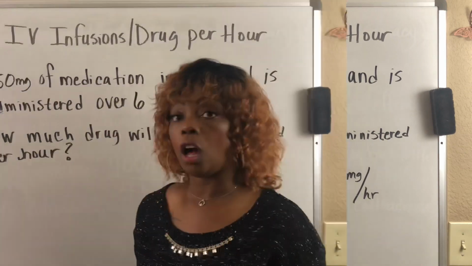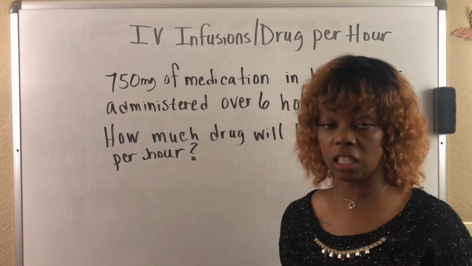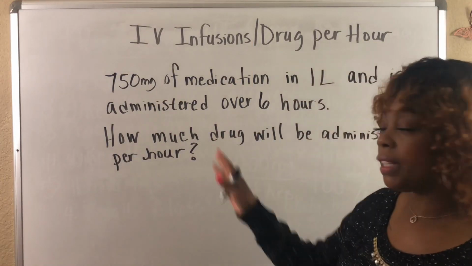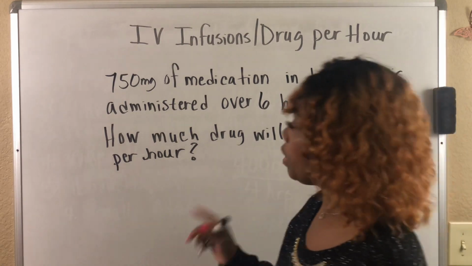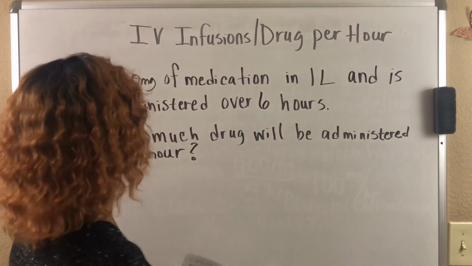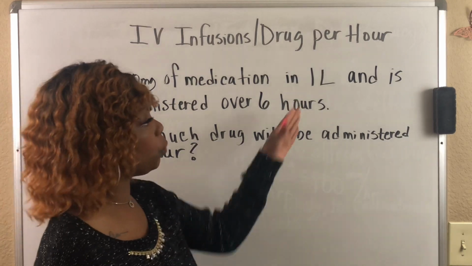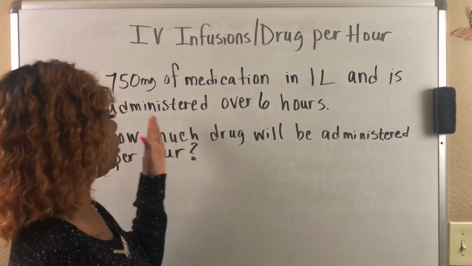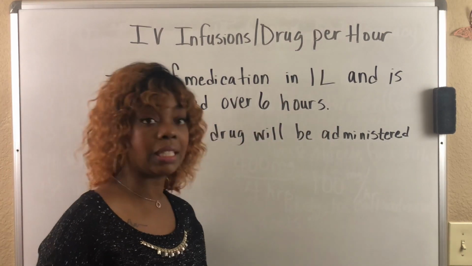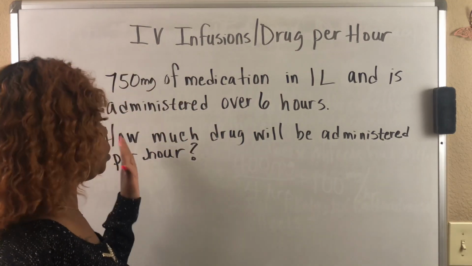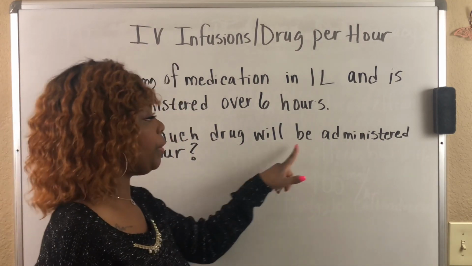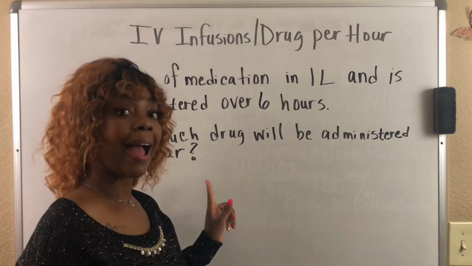All right, I kept the problem just the same. I just added some different numbers in here. So now we have 750 milligrams of a medication in 1 liter, and it is going to be administered over 6 hours. Same question, how much drug will be administered per hour?